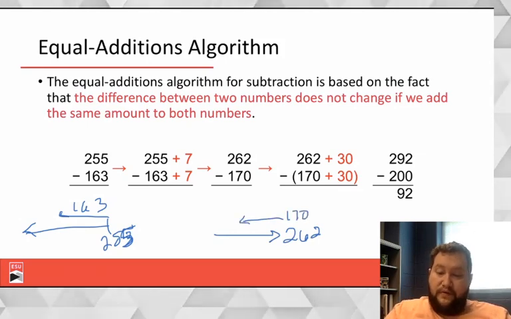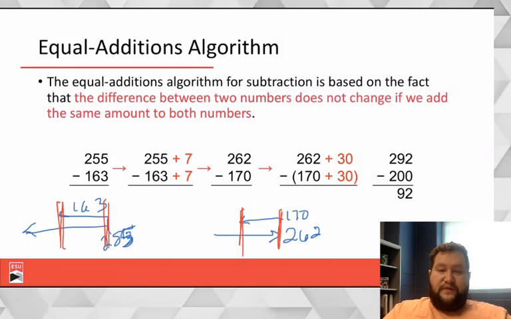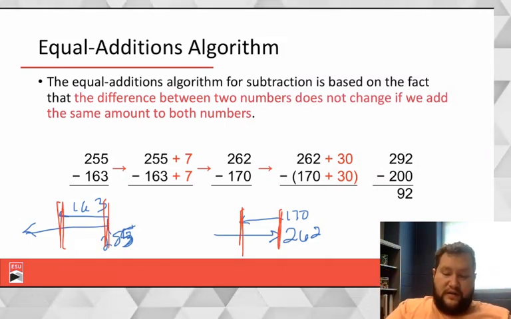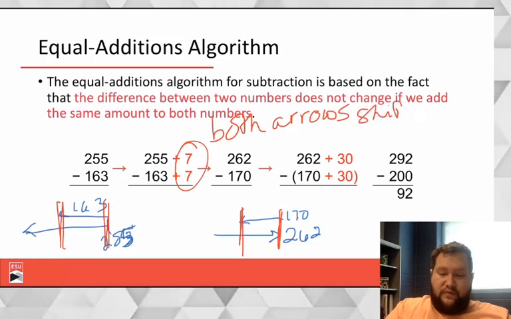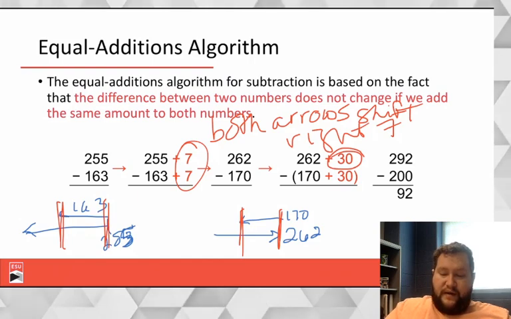But in both cases, this distance between the endpoints is preserved because both arrows got shifted in the same direction. So both arrows shift right 7, and then they shift to the right again by 30, and so now we're at 292, 200.